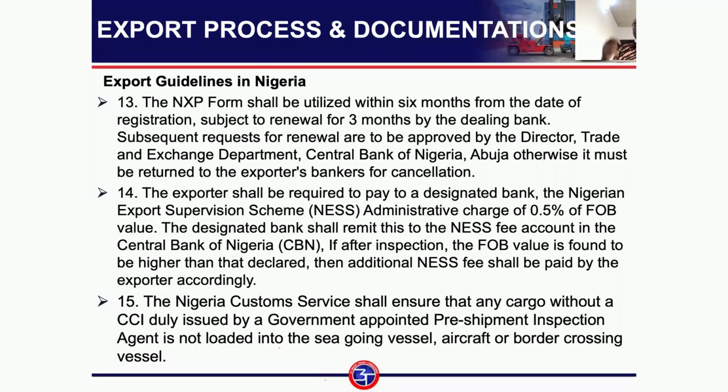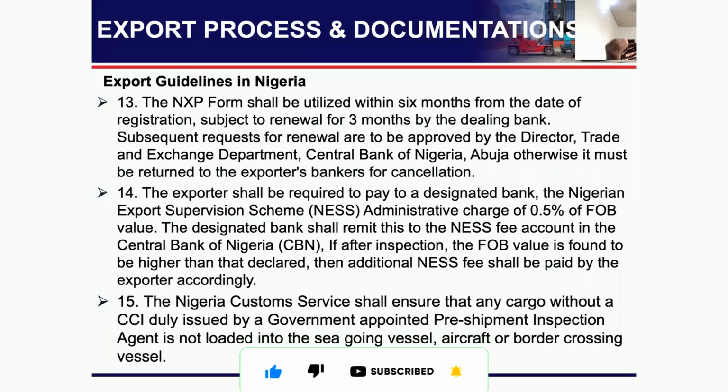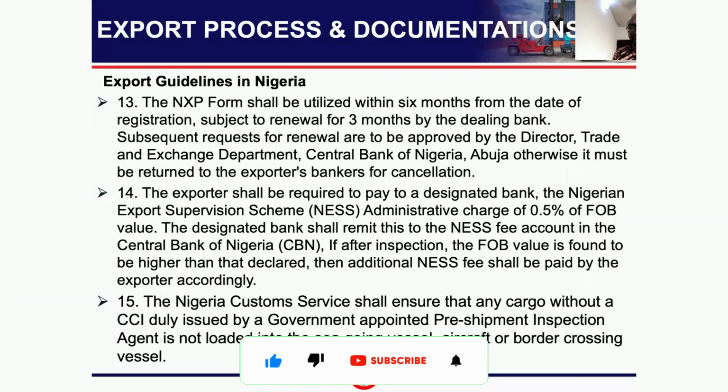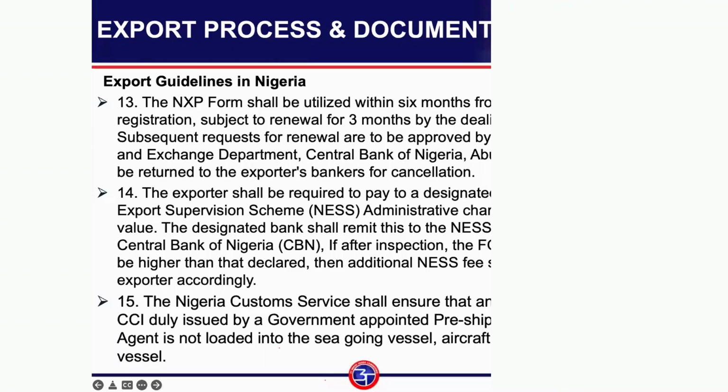The exporter shall be required to pay a designated fee, Nigerian Export Supervision Scheme administrative charge of 0.5% of the FOB value. The designated bank shall remit this to the NESS fee account in the Central Bank. If after inspection the FOB value is found to be higher than the declared, then additional NESS fee shall be paid by the exporter accordingly. The Nigerian Customs Service shall ensure that any cargo without a CCI duly issued by the government-appointed inspection agent is not loaded onto the seagoing vessel, aircraft, or border crossing vessel.